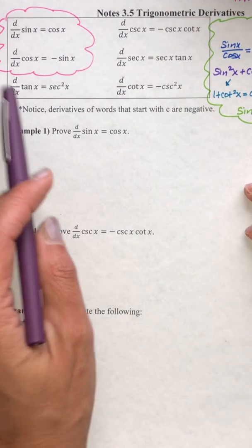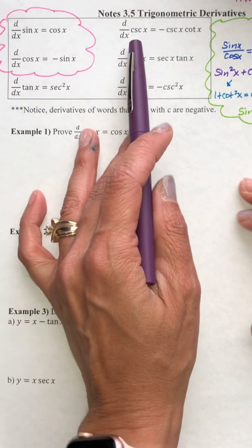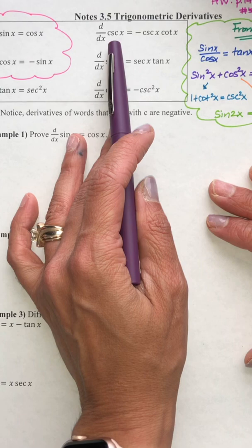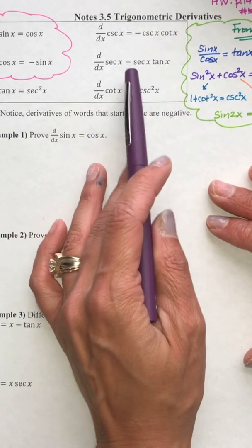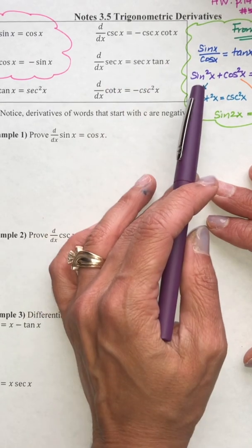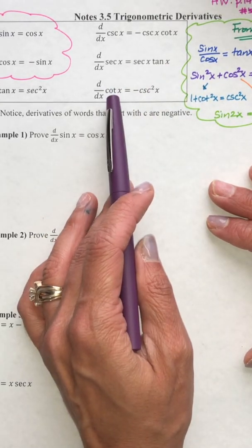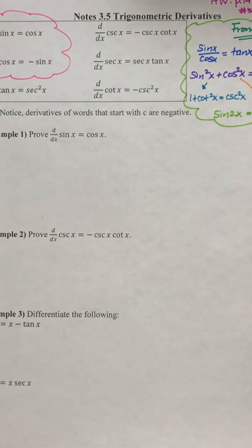The new stuff is the derivative of tangent of x equals secant squared x. The derivative of cosecant of x equals negative cosecant x cotangent x. The derivative of secant of x equals secant x tangent x. And the derivative of cotangent of x equals negative cosecant squared of x.